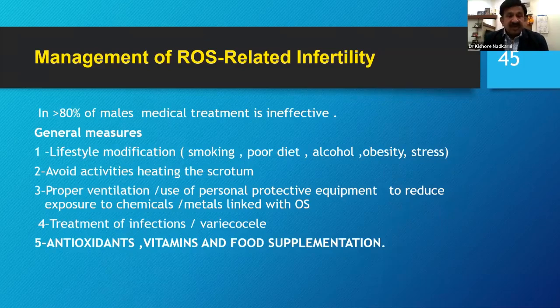Like, for example, even in Vapi or in Ankleshwar in Gujarat, we have very high levels of chemical fumes particularly in the night, smog. And so we have to really care. You might even have to relocate for that matter. And of course, treat the infections, that is leukocytospermia and varicocele. So if you do all this, and in addition, you can give vitamins, food supplements, and antioxidants. So all these together constitutes the management of ROS related infertility.